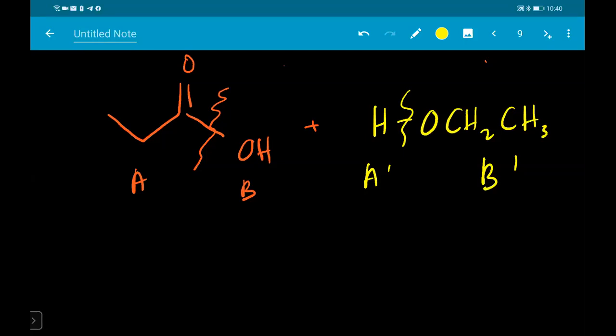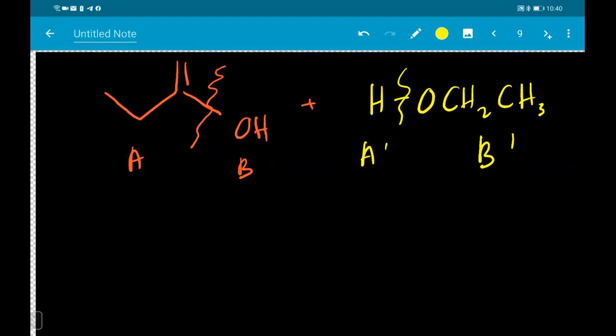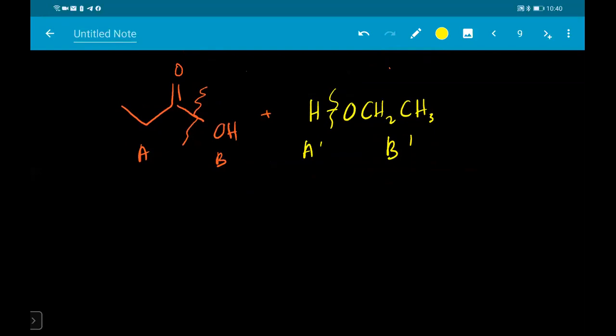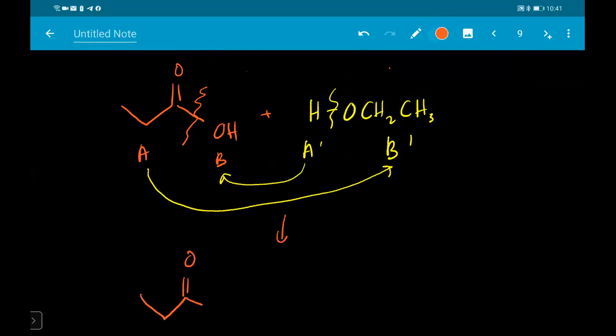So, lepas tu kita buat apa ni? Kita buat ni tak menjawab soalan lagi ni. Kita tukar partner A dengan B prime, A prime dengan B. Remember guys, it must be A, B, baru dia boleh jadi partner. So let's draw back the structure. This will become C double bond O attached to OCH2CH3. See guys, kat mana dia putus, kat situ dia sambung.